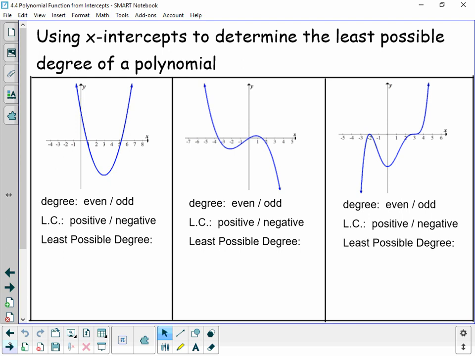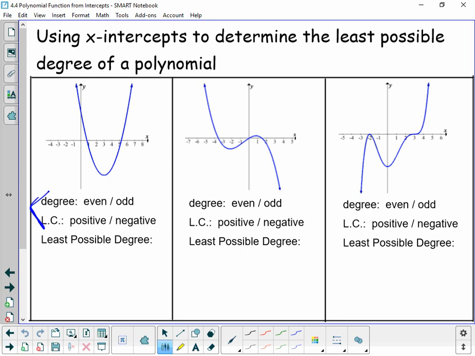So before we get into that, I wanted to reinforce this from last time and a little bit from the time before that. Using the x-intercepts, determine the least possible degree of the polynomial. And we're also going to note if the degree is even or odd and the leading coefficient is positive or negative using the end behavior.